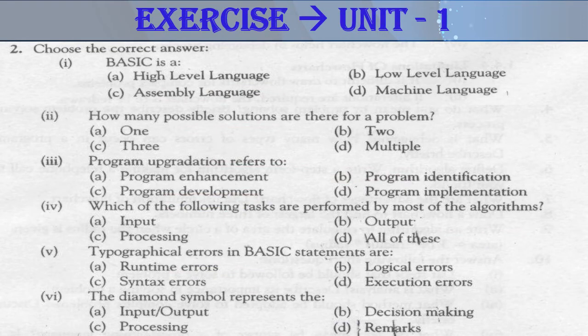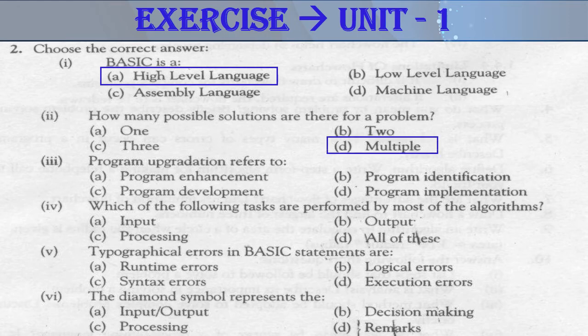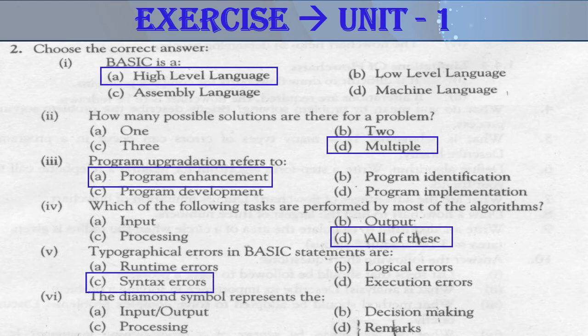Question number 2 is choose the correct answer. Basic is a high-level language. How many possible solutions are there for a problem? Multiple. Program upgradation refers to program enhancement. Which of the following tasks are performed by most of the algorithms? Input, output, processing, all of these. Typographical errors, means related to your typing in basic statements, are syntax errors. Basic is a language, we will learn this language in the next chapter. The diamond symbol represents decision making.